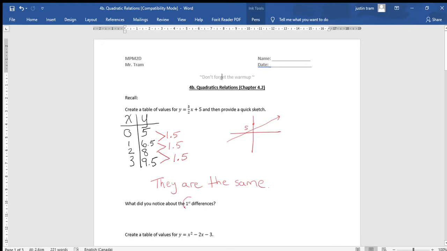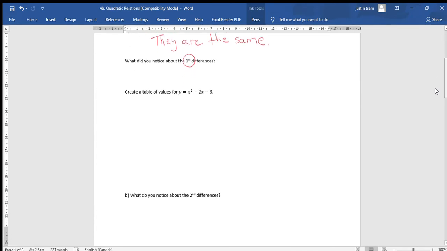Now, they're called first differences. You'll see why they're called first differences in a few moments. But for now, just realize they are the same. It's also no coincidence that they are going up by 1.5, which is the slope, 1.5. Okay? That should make intuitive sense. Now let's scroll down and look at the second equation.